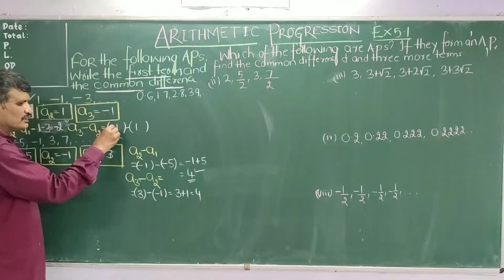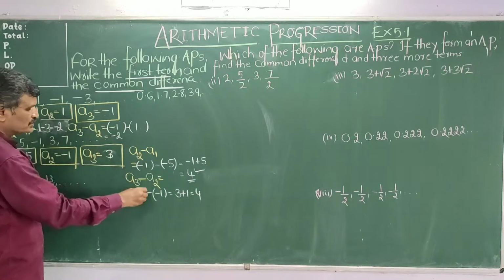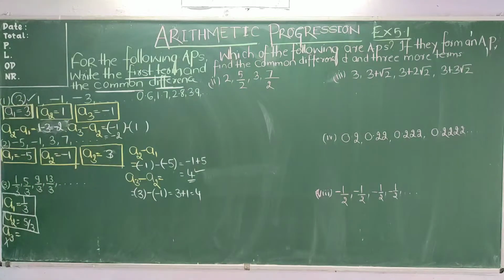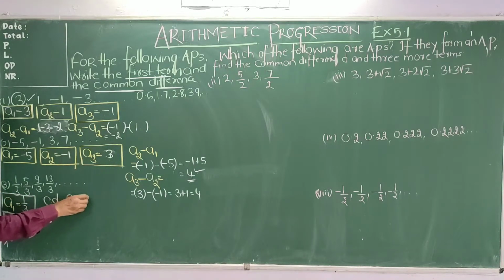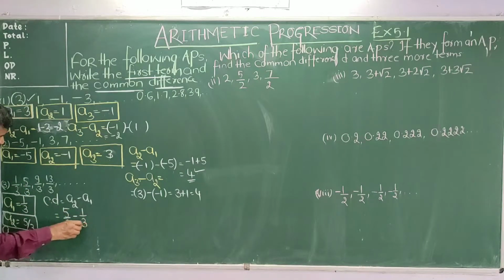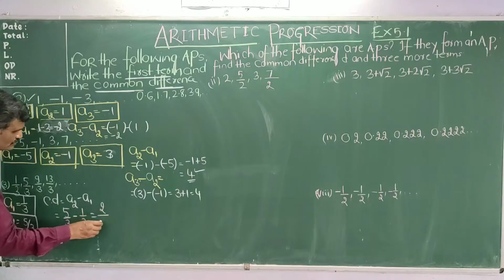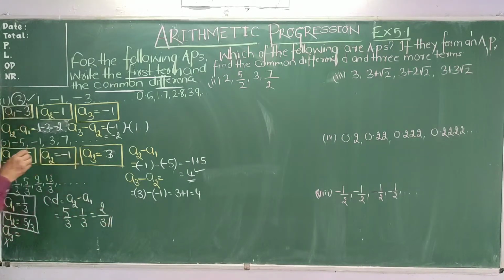So in the first two examples I have taken it, but in the next examples I have not. But if you want, you can take it. So now if I want the common difference, then the common difference will be equal to the difference of the second term and first term. So second term is 5/3 minus 1/3, and that is equal to 4/3. That means second term minus first term is 4/3.